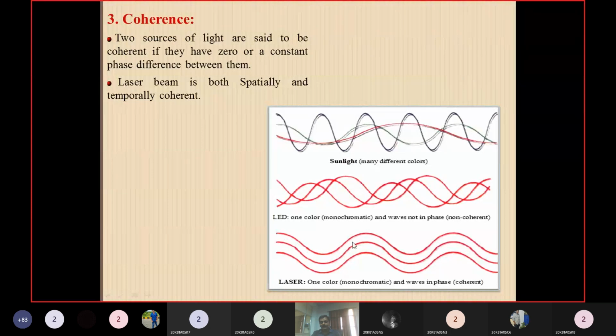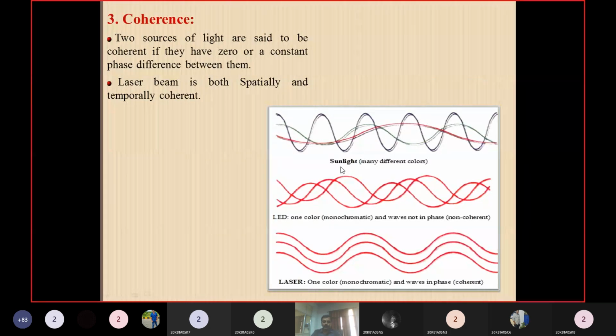See here, three light waves are traveling. Those three light waves have the same phase difference, so the phase difference is zero or constant. In this situation, we call these coherent light.